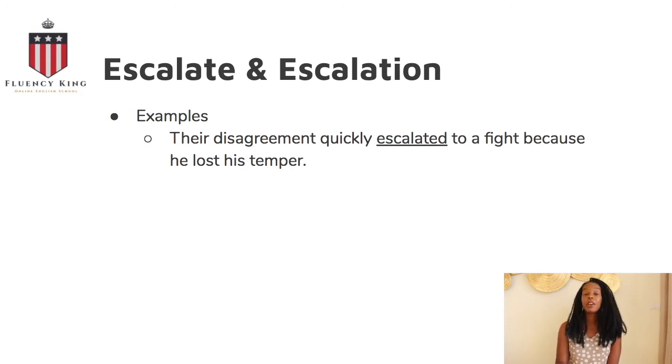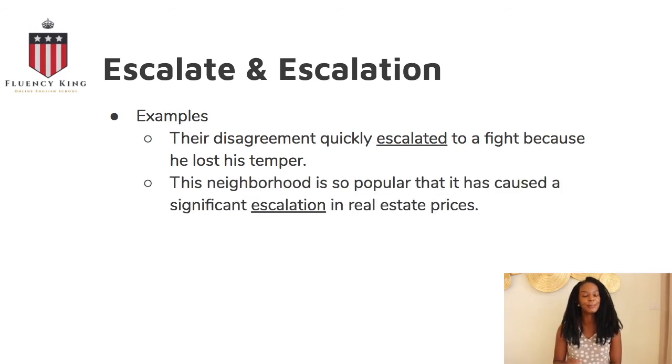Their disagreement quickly escalated to a fight because he lost his temper. Okay, so their disagreement, their verbal disagreement, escalated. It got worse, and they were actually having a physical fight because he lost his temper.